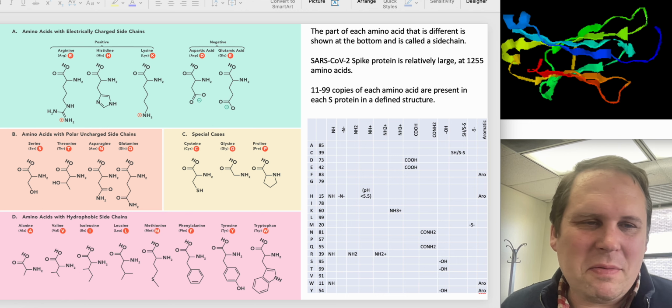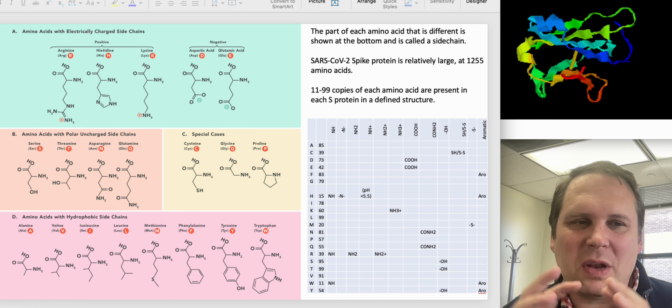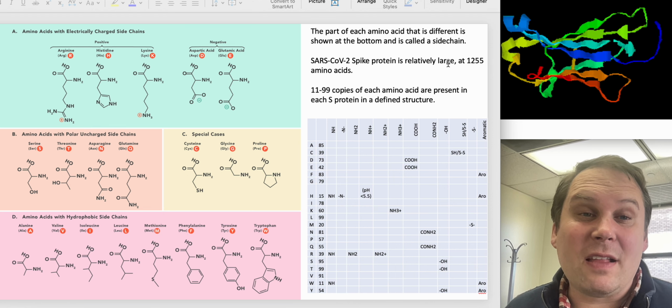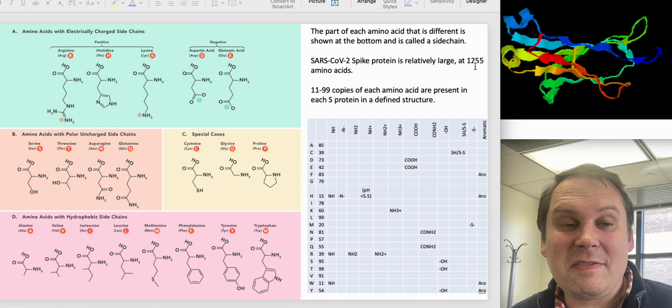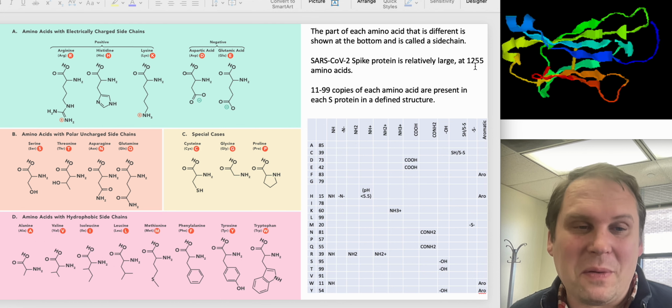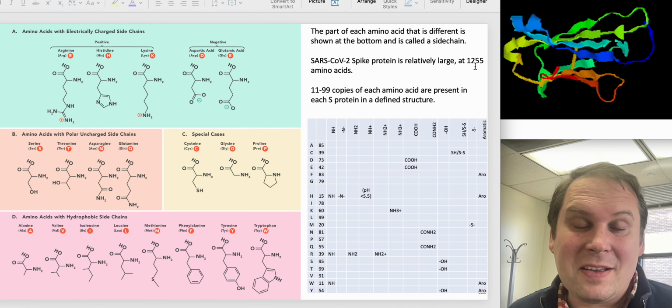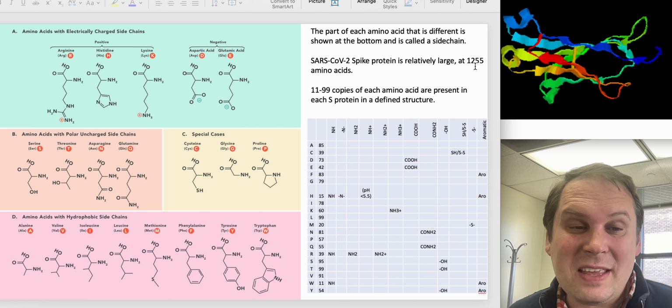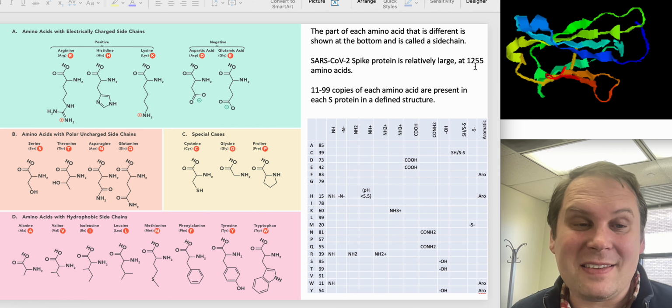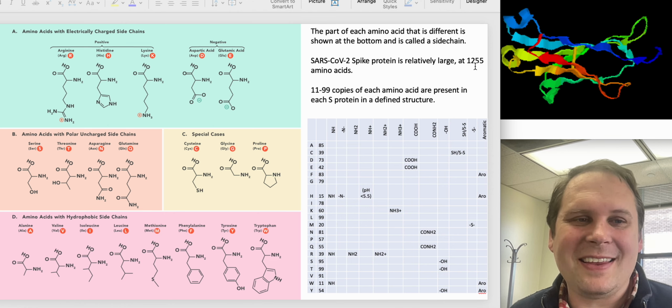Well, it can be a range of things, but when you get to a large protein, and the spike is large, 1,255 amino acids. Wow! Think how long that gene would have to be. 3 times as long as that. 3,800 nucleotides. Long gene, very long.